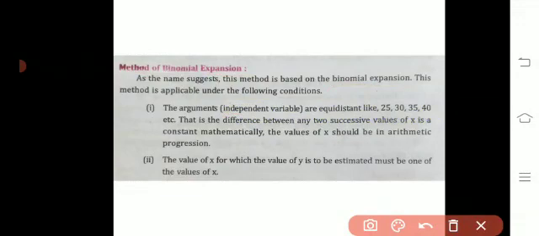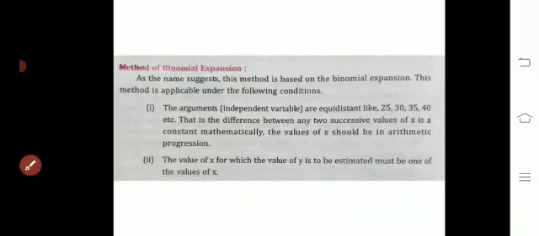That is, the difference between any two successive values of x is a constant. Mathematically, the values of x should be in arithmetic progression. And one more assumption is that the value of x for which the value of y is to be estimated must be one of the values of x. So these are the two conditions where we are going to apply the binomial expansion method.